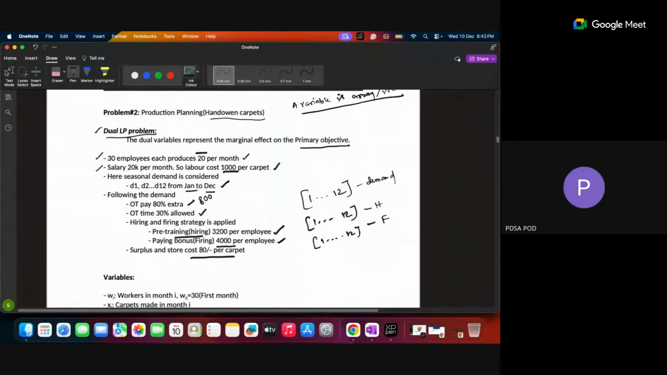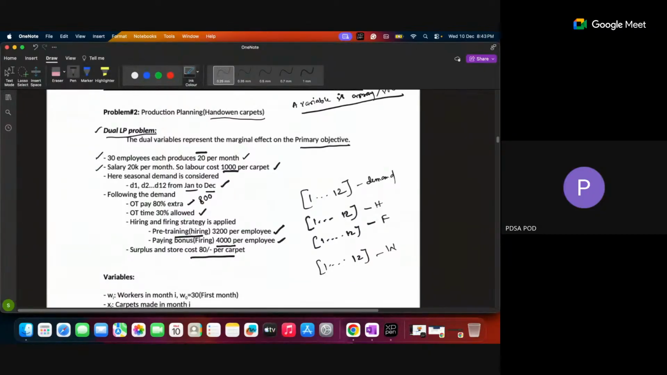Similar way, we have one more: carpet storing, warehousing. Because every month there might be surplus carpets, we try to store those carpets. If there are no surplus carpets, this warehouse quantity is 0. So every variable does not contain only one value. It contains multiple values. That's what we call dual variables.